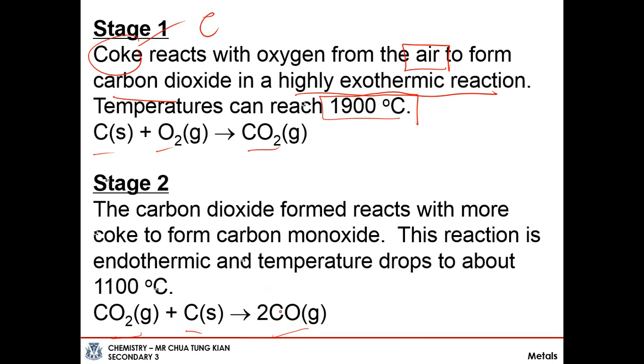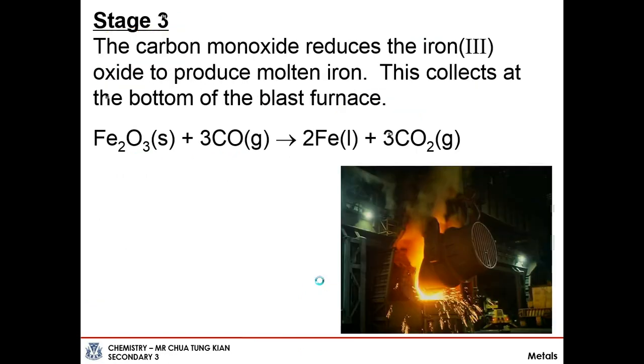This reaction is slightly endothermic, and because of this, it absorbs heat from the surroundings, and the temperature will drop to about 1100 degrees Celsius, which is still mightily high. So what is the role of the carbon monoxide? This is the key equation for the extraction of iron from iron(III) oxide. The carbon monoxide here reduces iron(III) oxide into iron and carbon dioxide.